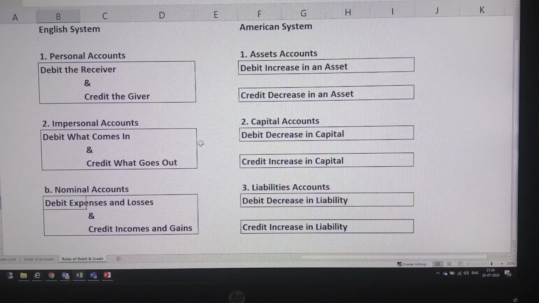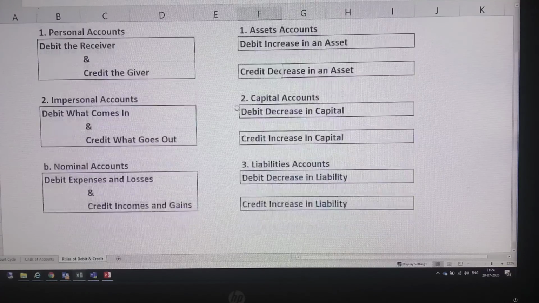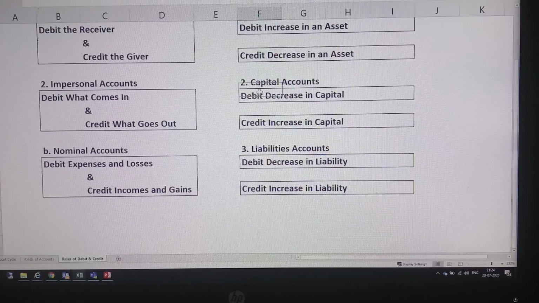Similarly, in the accounting system for the American approach, for assets we would record debit for an increase in an asset and credit for a decrease in an asset. So we'll record it on the debit side whenever there is an increase in an asset, and on the credit side whenever there is a decrease in an asset. In a capital account, whenever there is a decrease, we'll record it on the debit side, and whenever it is an increase, we record it on the credit side. For liabilities, we debit when it is a decrease in liability and we credit when there is an increase in liability.